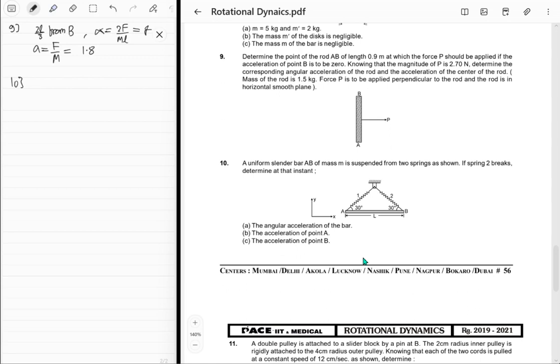Okay, is this correct? It must be, right? That's cosine 60 degrees over here. Oh no, it should be mg upon 2 over here. Okay, understandable. Right, that will give us the thing.